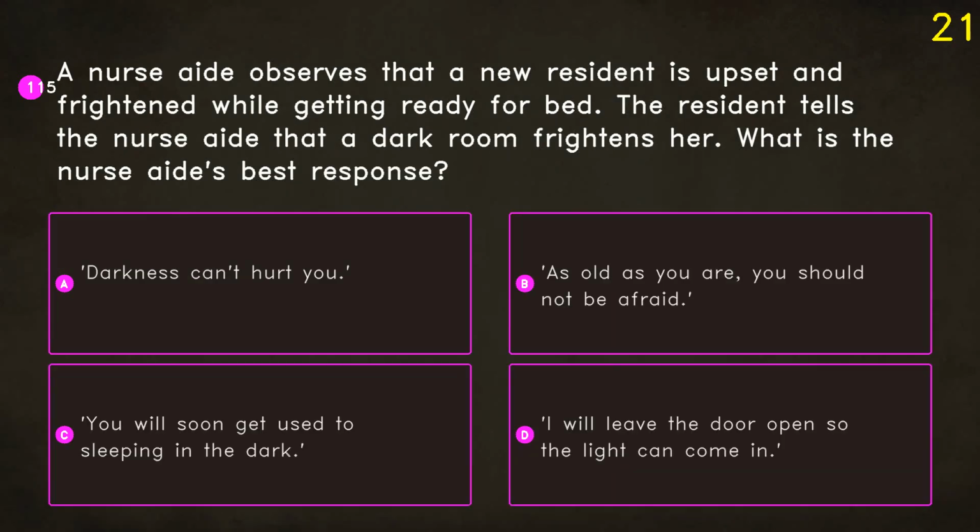Question 115. A nurse aide observes that a new resident is upset and frightened while getting ready for bed. The resident tells the nurse aide that a dark room frightens her. What is the nurse aide's best response?